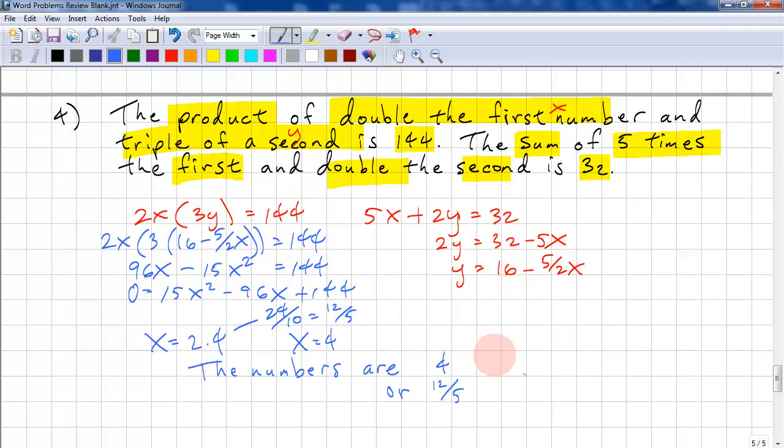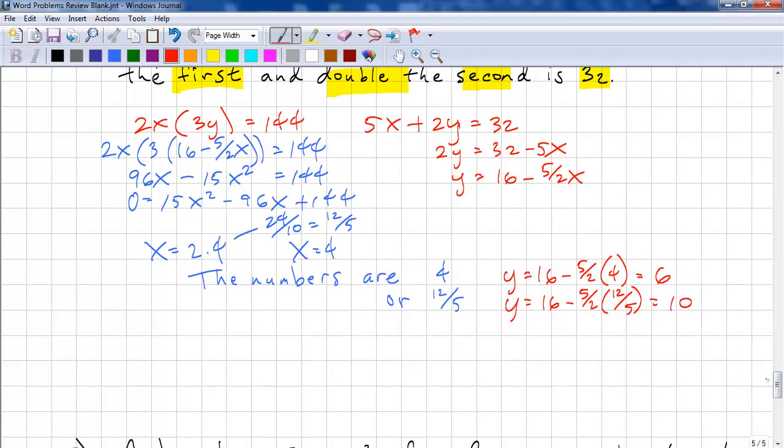Now we need to solve for y. We plug in y over here. Y equals 16 minus 5 over 2x. So this is 20 divided by 2. That's 10. So y is 6. Y is equal to 16 minus 5 over 2 times 12 over 5. So the 5's cancel out. 12 divided by 2, that's 6. So 16 minus 6 is 10. So there's two solutions for this one.